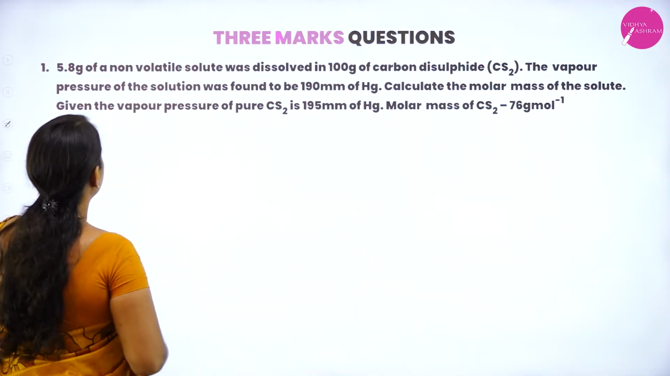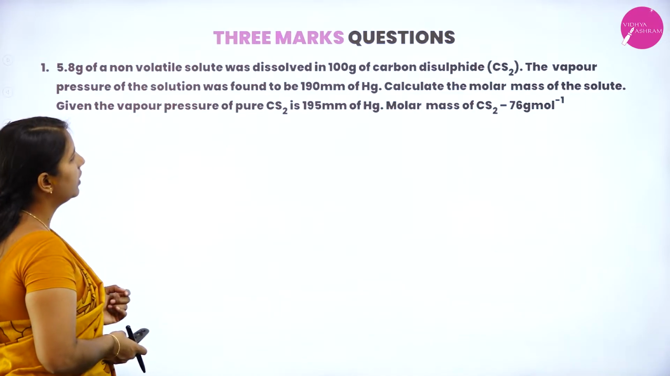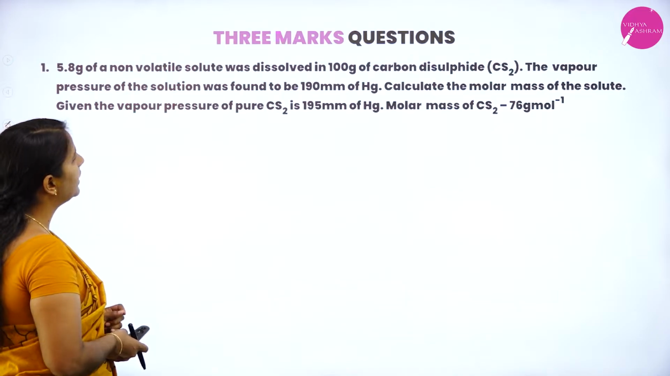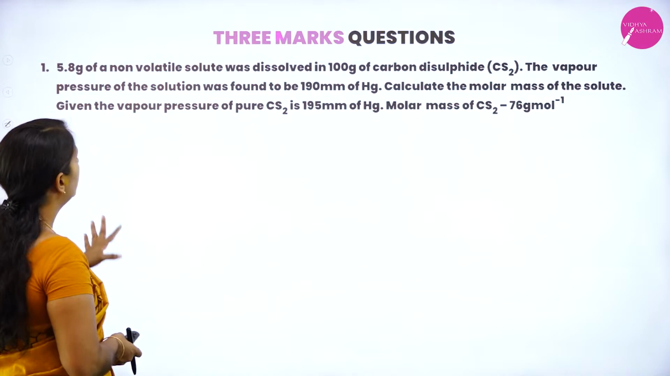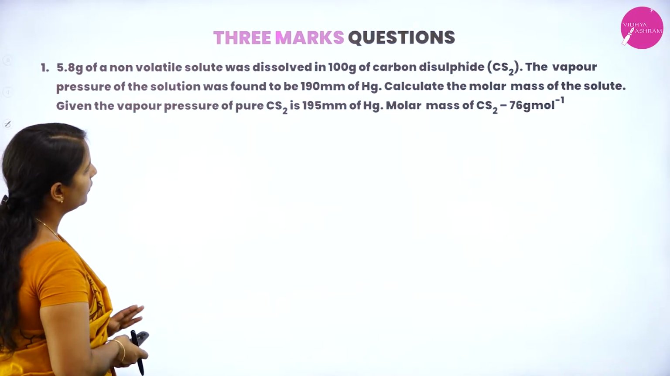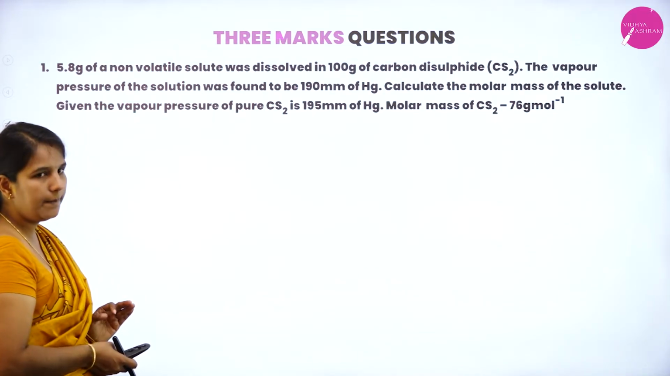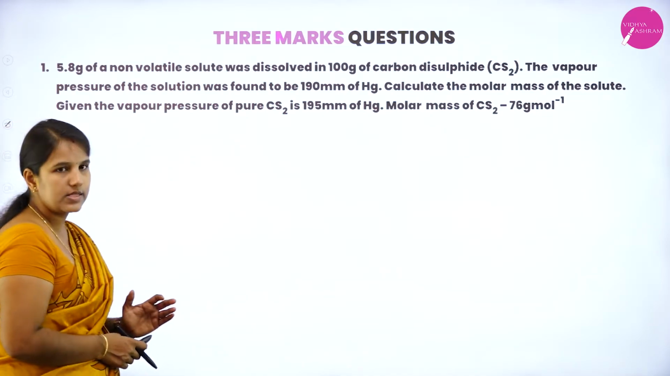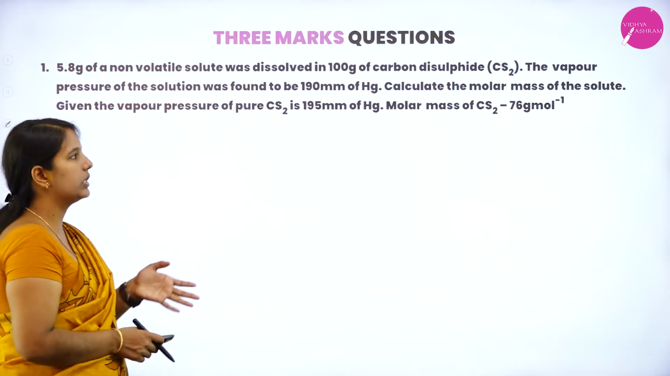5.8 grams of non-volatile solute was dissolved in 100 grams of carbon disulfide. The vapor pressure of the solution was found to be 190 mm of Hg. Calculate the molar mass of the solute, given that the vapor pressure of pure carbon disulfide is 195 mm of Hg and the molar mass of carbon disulfide is 76 gram per mole. Okay, so you have to calculate what? The molar mass of the solute. In all these colligative properties, you are going to find the molar mass of the solute only.